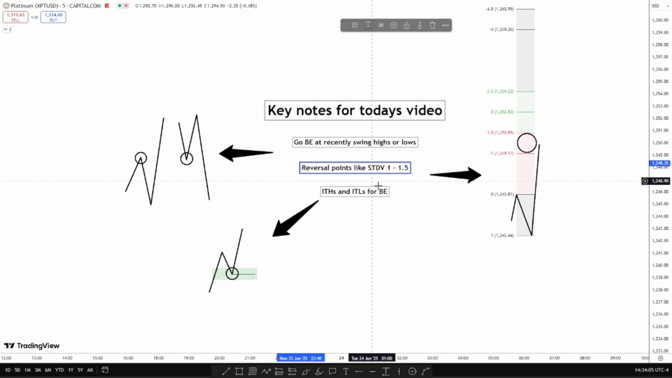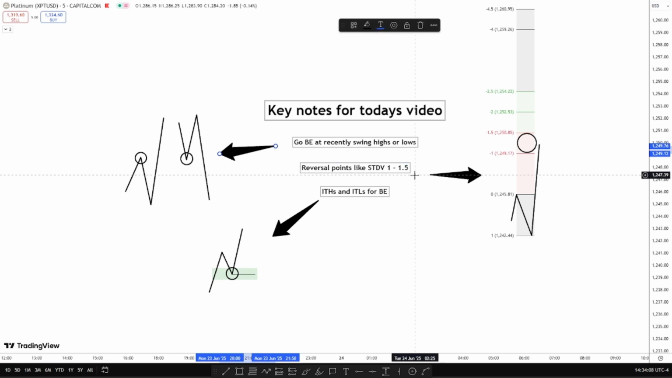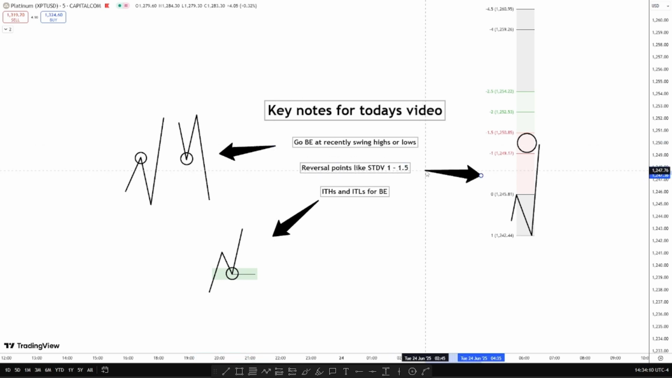So make sure to go backtest all of the things that I've talked about today. You need to find conviction in these yourself rather than just looking at it on a YouTube video. That is the best way to learn how to trade. But that is going to be all for today's video.